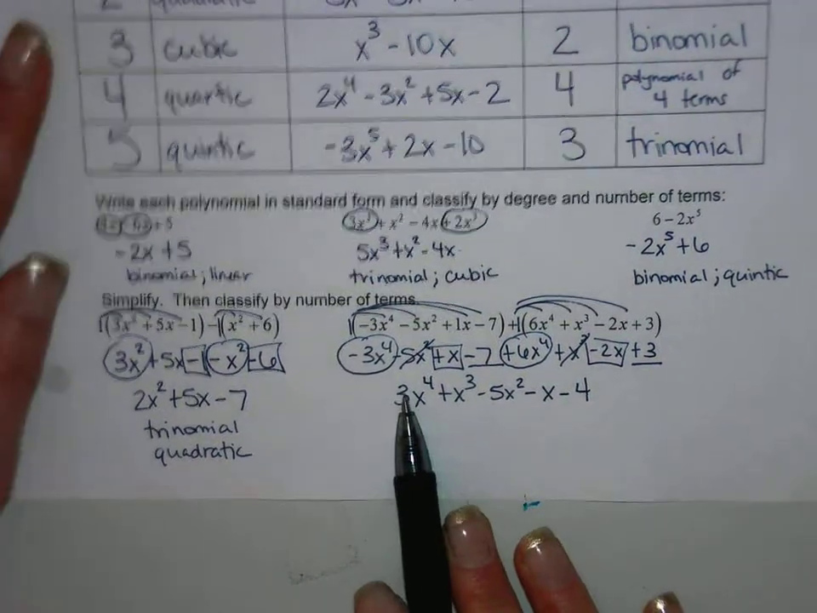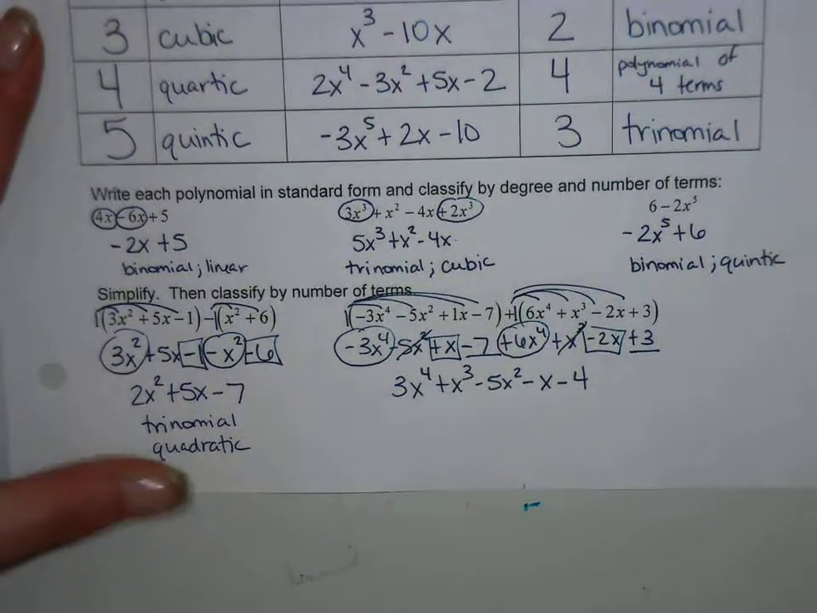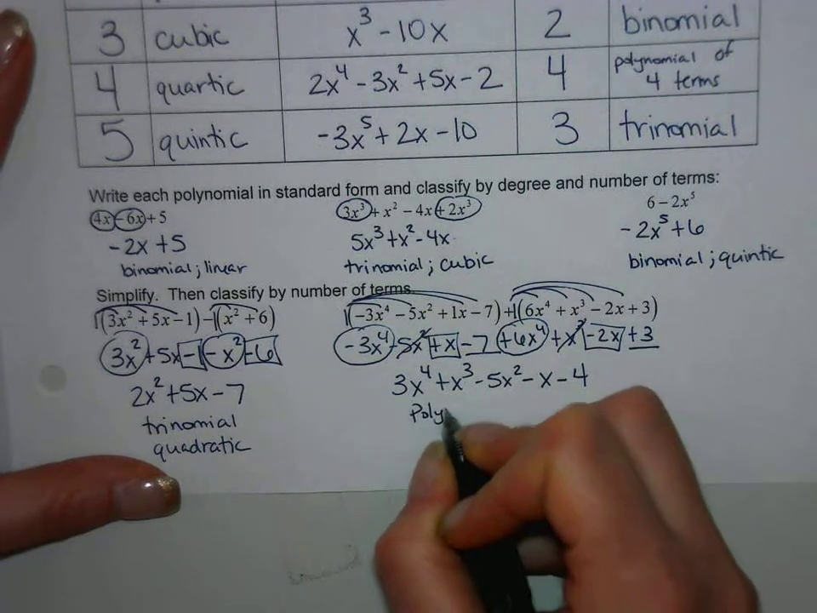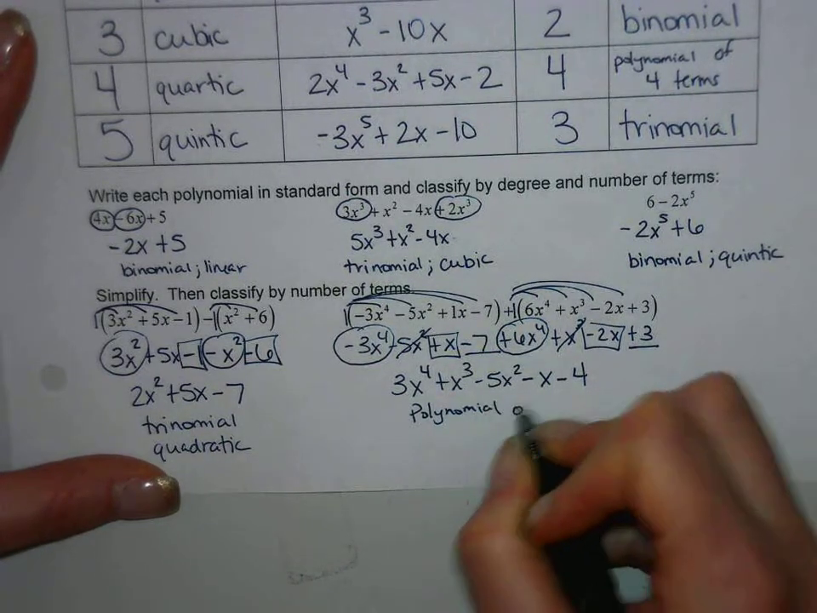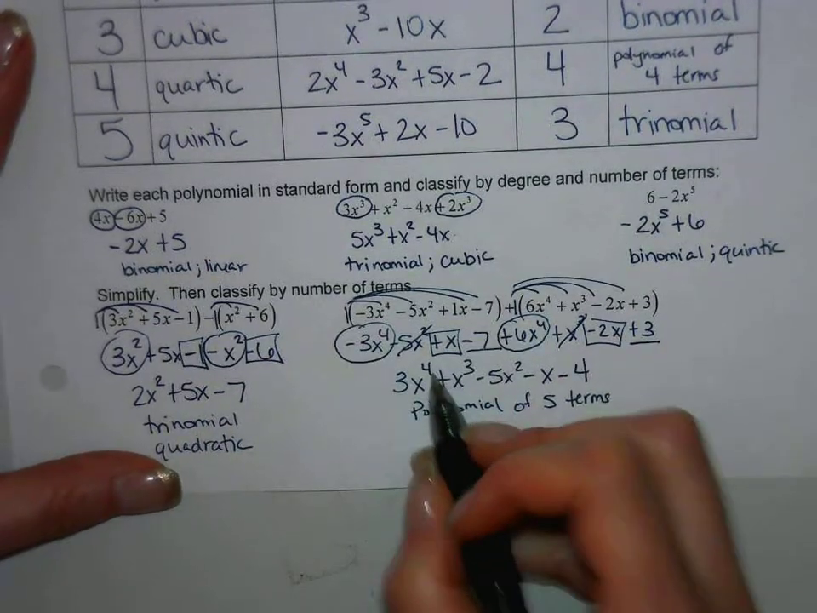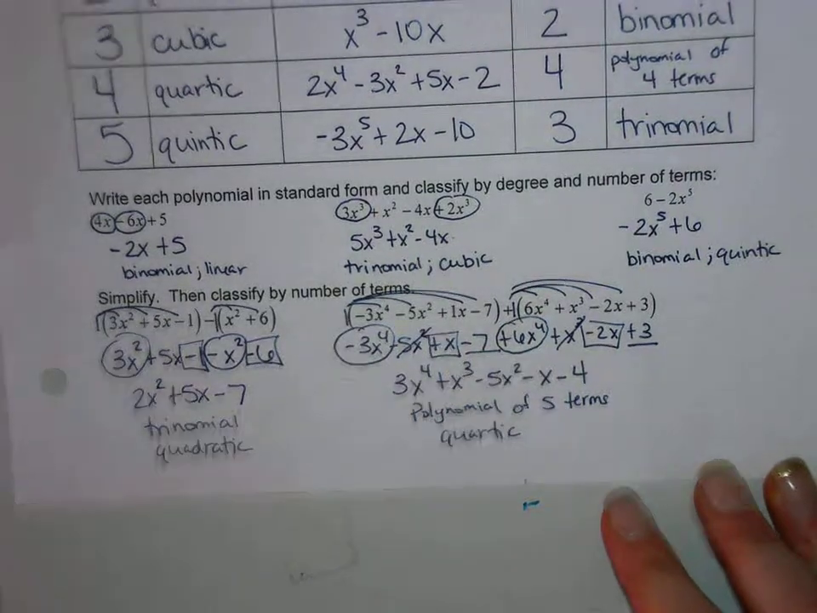This is in standard form. We're going from degree of 4, 3, 2, 1, 0. Here we have 1, 2, 3, 4, 5 terms. So this is a polynomial of 5 terms. And our highest degree is 4, so this is a quartic. Let's look on the back side.